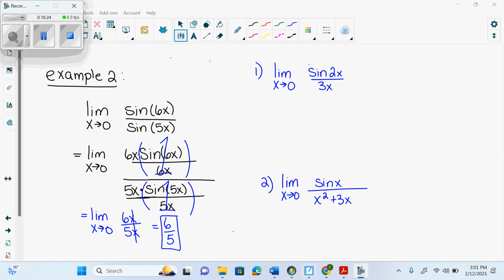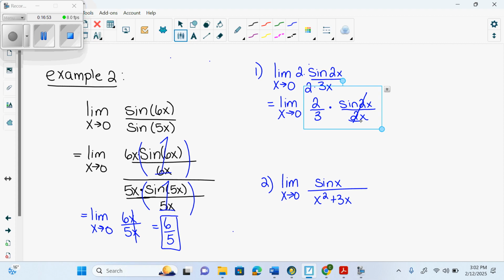Sine 2x. What does it have to be over in order for us to put a 1 in? 2x. So it already has the x. We just need the 2. Oh, good. 2 and 2. So we're going to get the limit as x goes to 0 of 2 over 3 times sine 2x over 2x. We can rearrange it. That becomes a 1. And so my answer is 2/3.